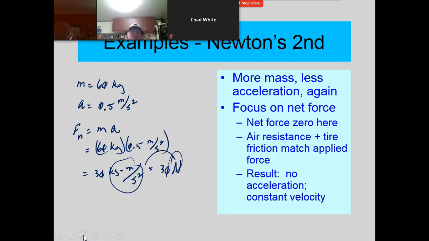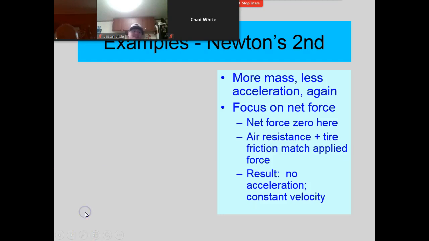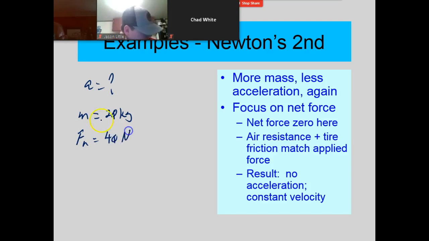Let's move to example 2.9. What is the acceleration? This time acceleration is the unknown. What is the acceleration of a 20 kilogram cart? What does 20 kilograms measure? Do you know? Not listening. That measures mass. Okay, 20 kilograms measures mass, if the net force on it is 40 newtons.